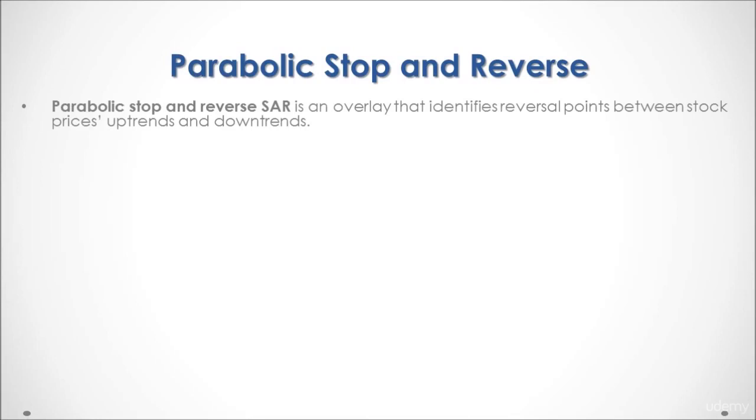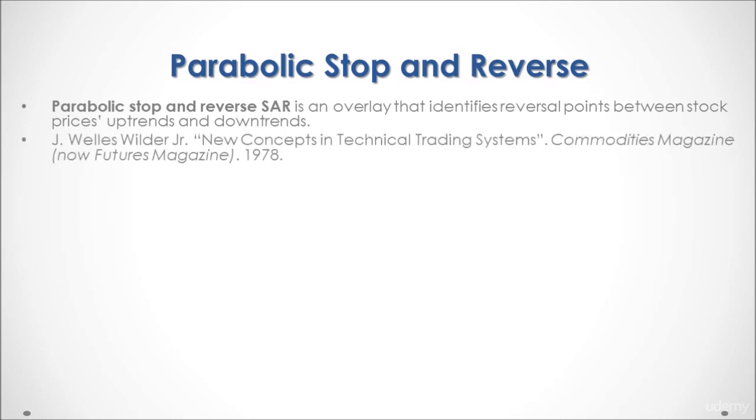Parabolic stop and reverse is an overlay that identifies reversal points between stock prices' uptrends and downtrends. For full reference, I recommend that you read Welles Wilder Jr.'s New Concepts in Technical Trading Systems, published by Commodities Magazine, now Futures Magazine, in 1978. Its calculation has the following steps.